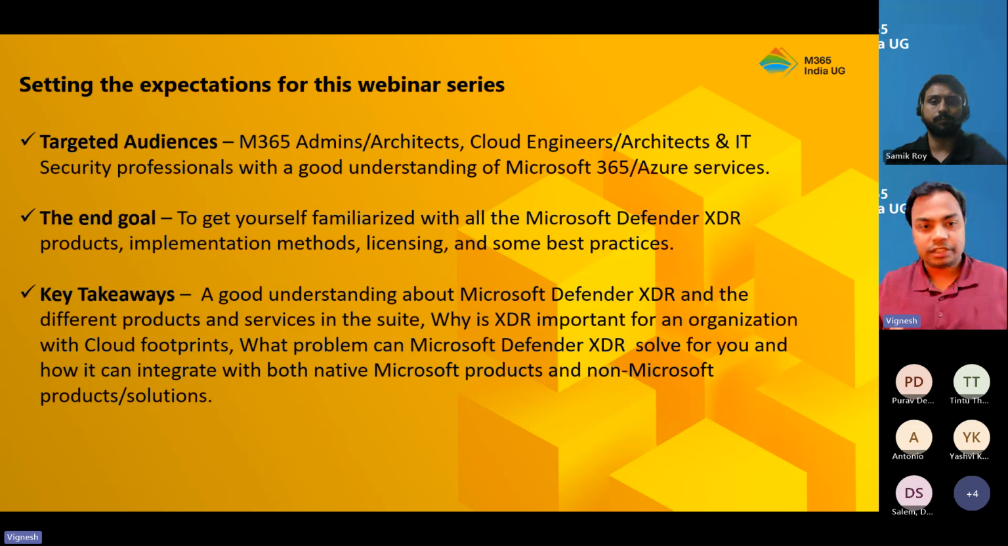There are going to be a lot of other SaaS applications, a lot of other PaaS and IaaS solutions that you might be using. So Microsoft's XDR is not limited only to the Microsoft products, but it can also secure your data, which is spread on other solutions also. So we'll be talking about how you can do the integration as well.